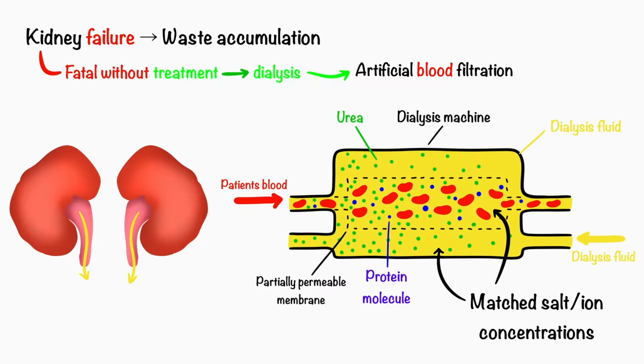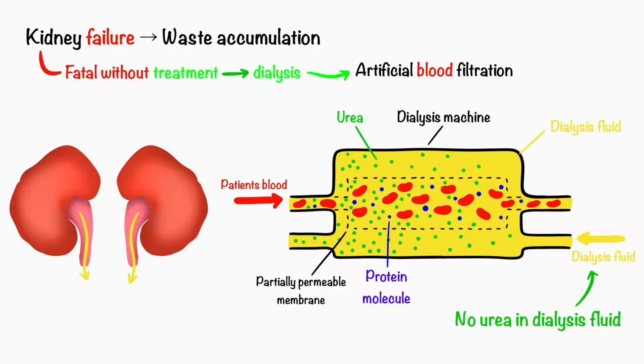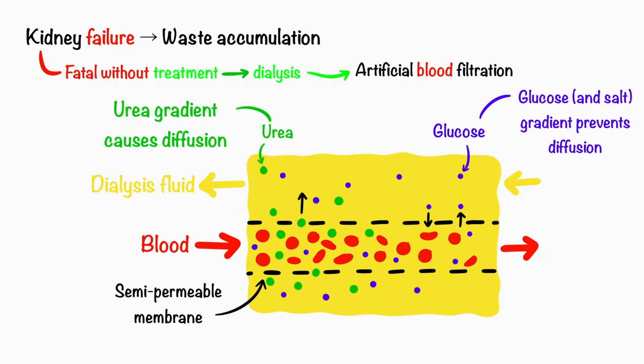In a dialysis machine, the patient's blood flows between partially permeable membranes surrounded by dialysis fluid. This fluid has the same concentration of dissolved ions and glucose as healthy blood. This means these substances won't be lost from the blood during dialysis. However, waste products, such as urea, are absent from the dialysis fluid. This creates a concentration gradient that causes urea and excess ions and water to diffuse across the membrane from the blood into the dialysis fluid.